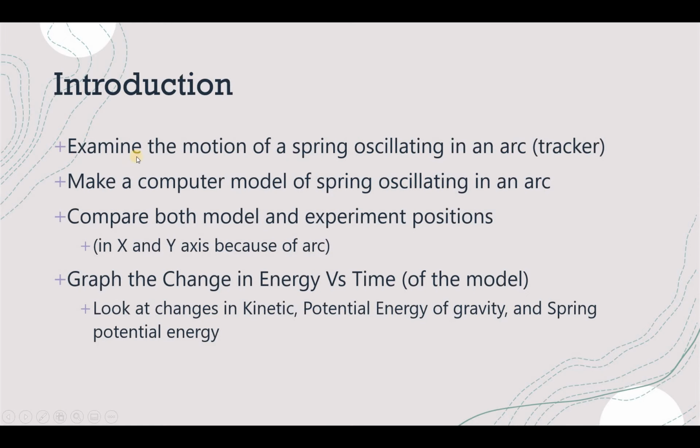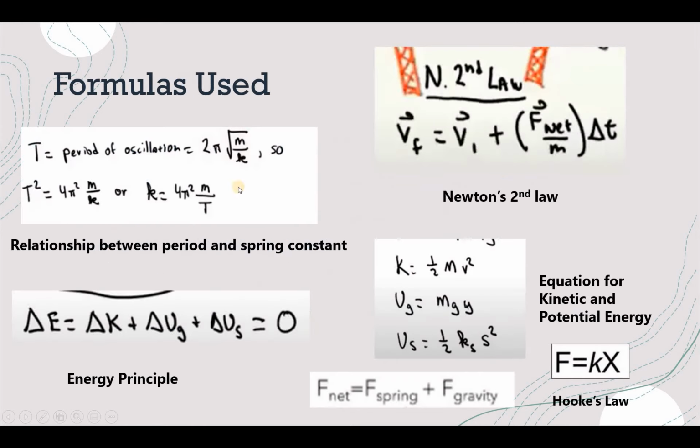So, introduction. Our goal is to examine the motion of the spring oscillating in an arc, and we're going to use a tracker to track the motion. Then I'm going to create a computer model for the spring oscillating. Then I'm going to compare both the model and the experiment position in both the X and Y axis. And then we're going to look at the graph for the change in energy versus time of the model, and then we're going to look at the changes in kinetic energy, the potential energy of gravity, and the spring potential energy.